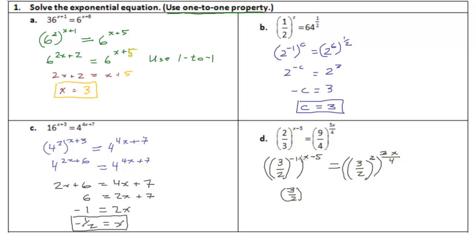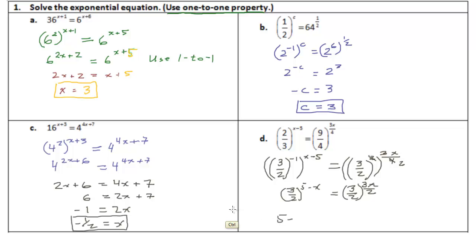So multiplying negative 1 times x minus 5. Let's write it this way. That'll be positive 5, or 5, minus x equals, and then 2 times 3x over 4. The 2, when I multiply, cancels with the 4 to be 2. So that's 3/2 to the 3x over 2. And so now we have the equation 5 minus x.